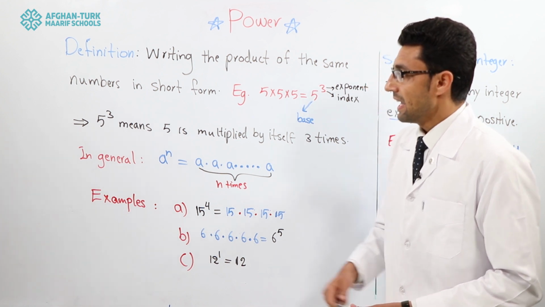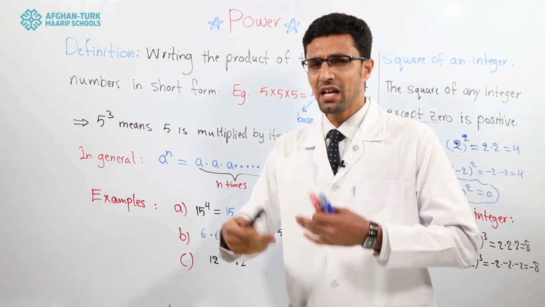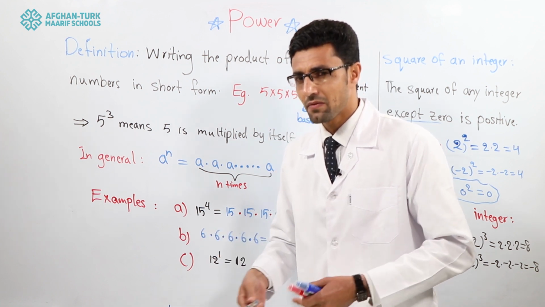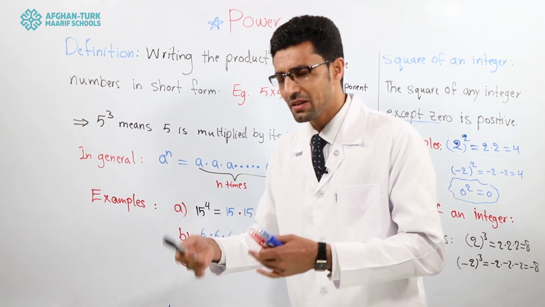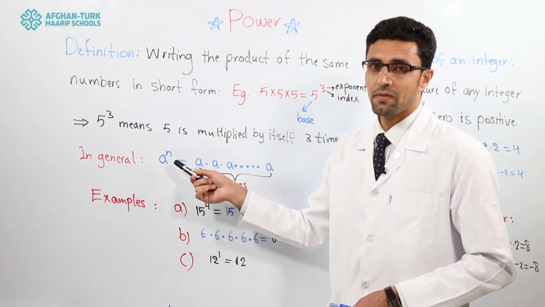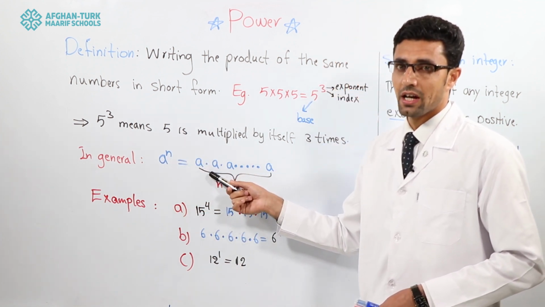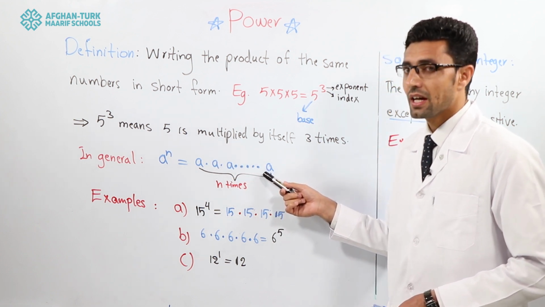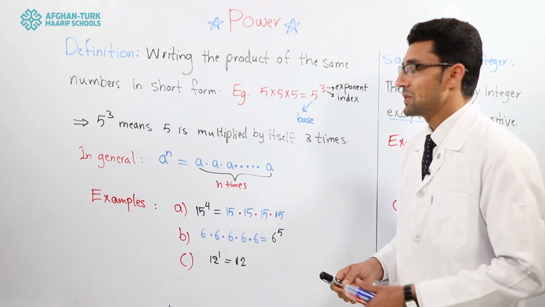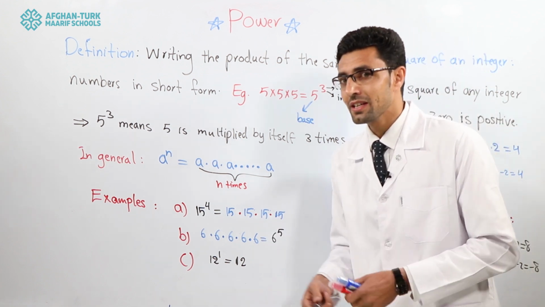Excellent. In general, if we have many numbers multiplied by itself, 5 multiply 5 multiply 5 multiply 5 and so on, in general, a to the power of n is equal to a multiply a multiply a, n times. Excellent. You're doing well and you're following me.